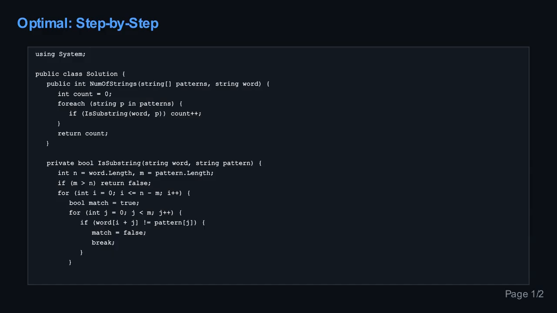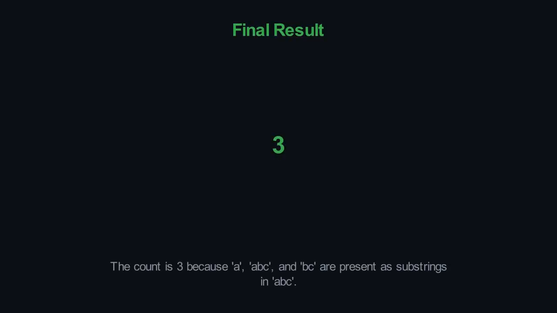Now we iterate through the patterns. A is in the set, count becomes 1. ABC is in the set, count becomes 2. BC is in the set, count becomes 3. D is not in the set, the process completes. The final count is 3. This is correct because A, ABC and BC are indeed present as substrings within the word ABC, while D is not. The precomputation significantly speeds up subsequent checks.